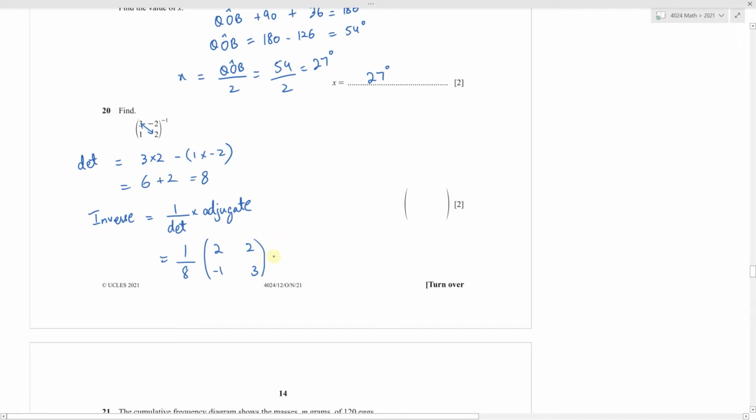So you can write it as it is, or if you want, you can take this 1 over 8 inside. So this will become 1 over 4, 1 over 4, minus 1 over 8, and 3 over 8. So your inverse is this: 1 over 4, 1 over 4, minus 1 over 8, and 3 over 8.